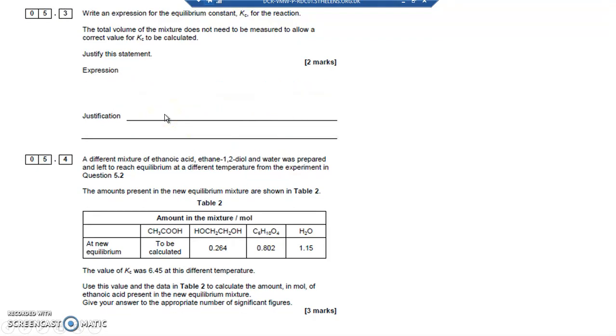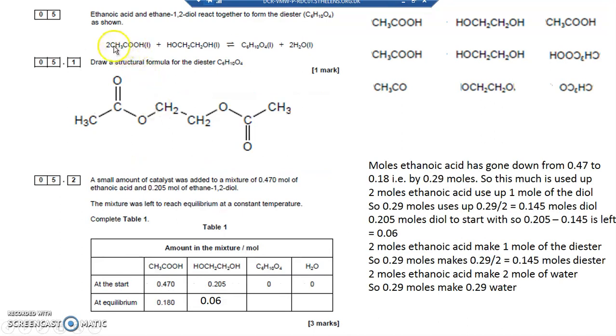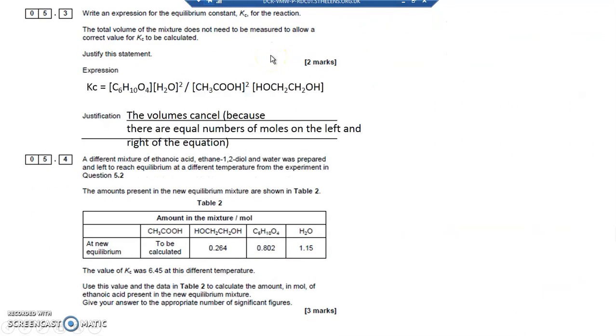So if we look back, there are 3 moles, 2 and 1, on the left hand side of the equation, and 3 moles on the right hand side of the equation. So if I was converting moles into concentration, I'd be dividing by 3 volumes on the top and 3 volumes on the bottom, and the volumes would just cancel out.